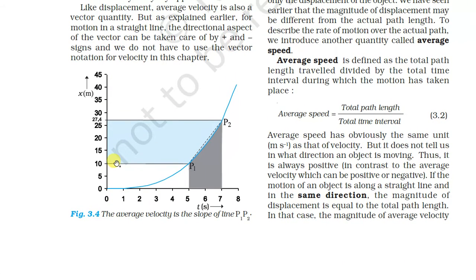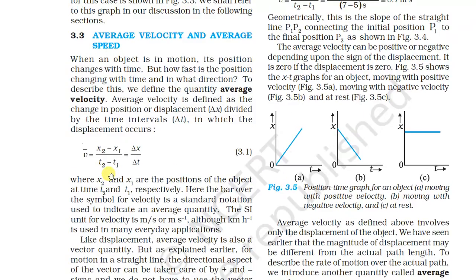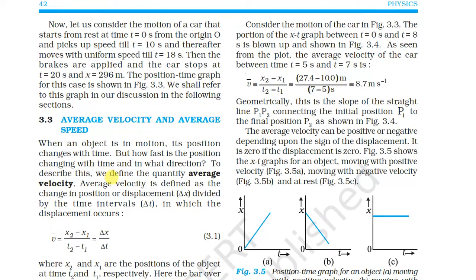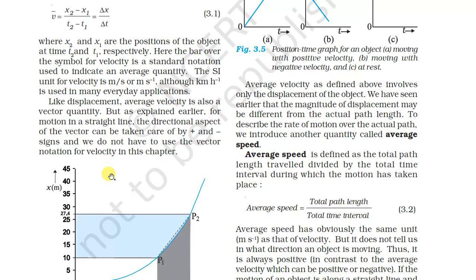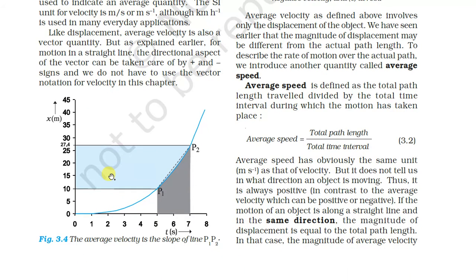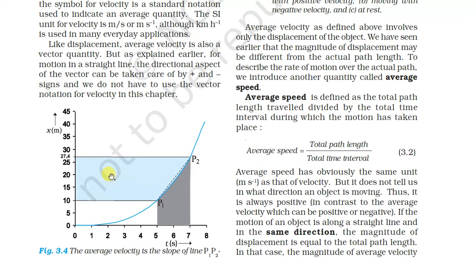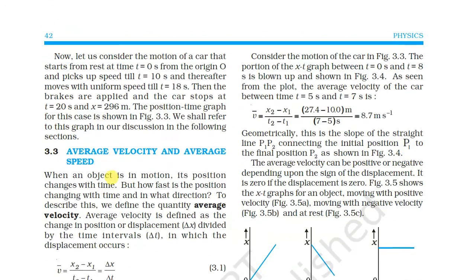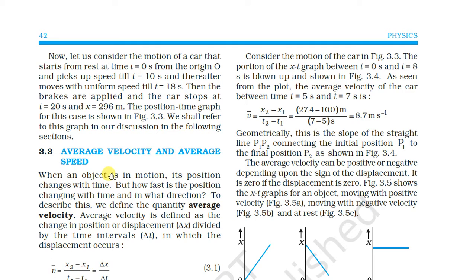So see here, the graph: the slope of the line, velocity, versus displacement. Here the axes are time t and displacement x. Consider the motion of a car in figure 3.3, the position x versus t graph, from t equals 0 to t equals 8 seconds. We blow up the slope shown in figure 3.4.